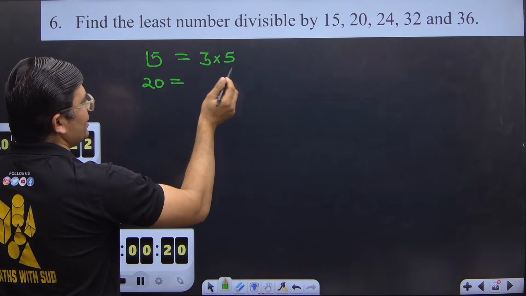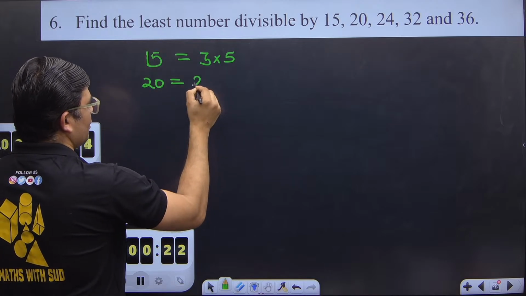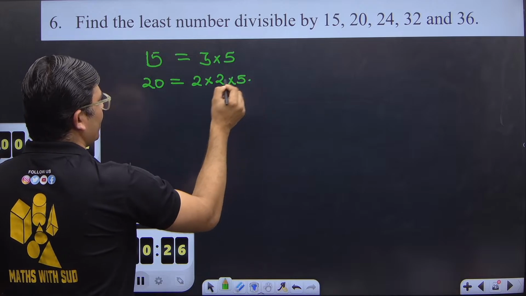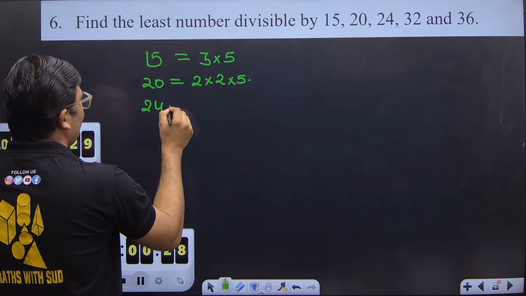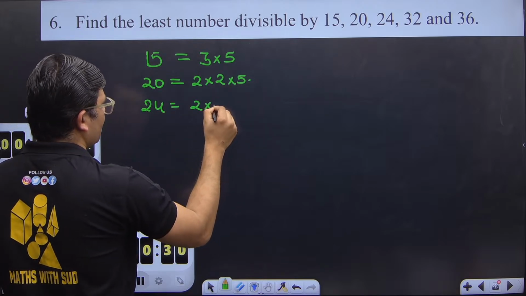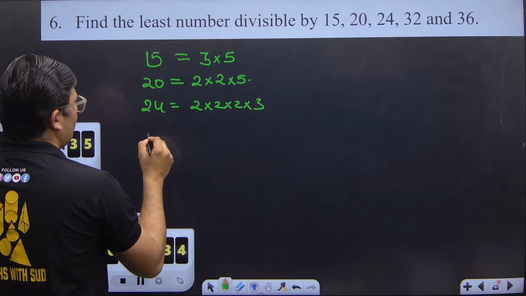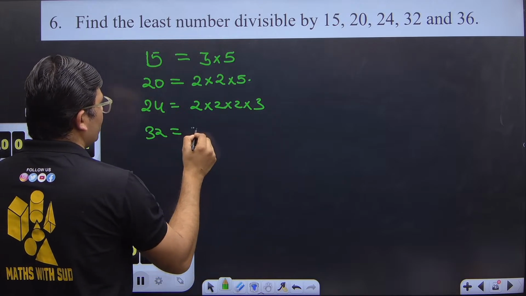नहीं, ऐसे आंसर नहीं, एक एक स्टेप से. अच्छा 15 का. पहले 20 का क्या होगा? 2 into 2 into 5. बताओ 24 का क्या होगा बेटा? सर 2 into 2 into 2 into 3. 32 में कितने 2 होते हैं? 5.